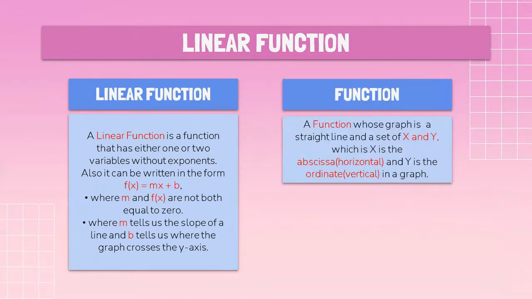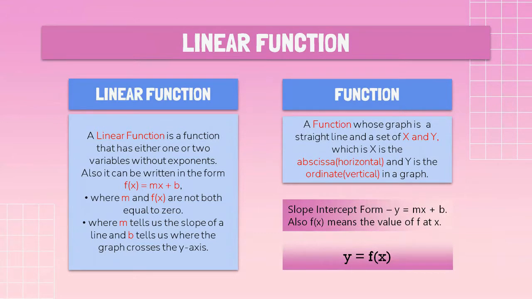So what is a function? A function whose graph is a straight line in a set of x and y, where x is the abscissa, horizontal or x-axis, and y is the ordinate, vertical or y-axis in a graph. y = f(x), so that's why f(x) = mx + b and y = mx + b are the same and called the slope-intercept form. So, tatandaan natin na ang graph is a straight line and the formula needed is f(x) = mx + b.